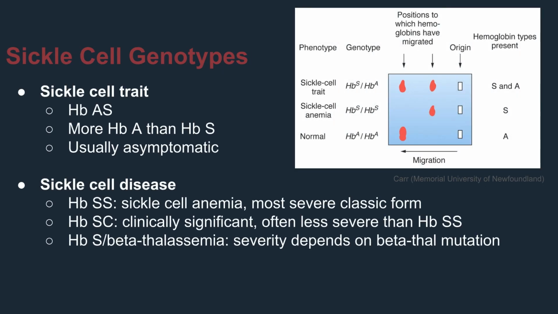There are two main genotypes of sickle cell disease. Hemoglobin AS is sickle cell trait, which is usually asymptomatic with more HbA than HbS. Sickle cell disease is hemoglobin SS. We won't go into details, but HbSC and HbS beta-thalassemia can also cause clinically significant disease.